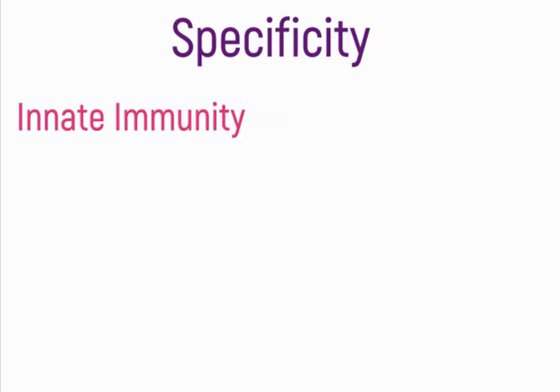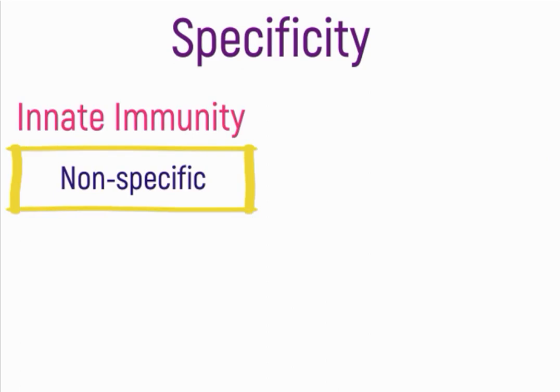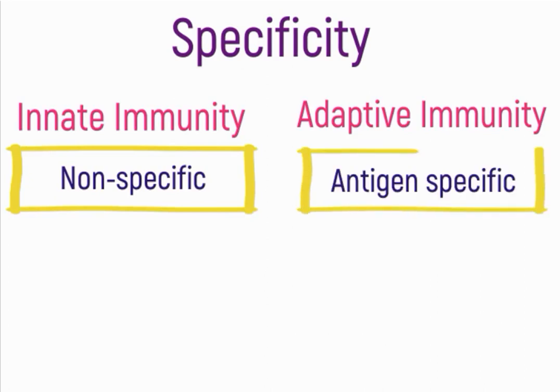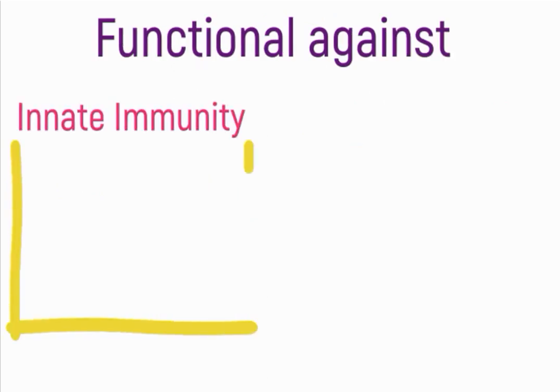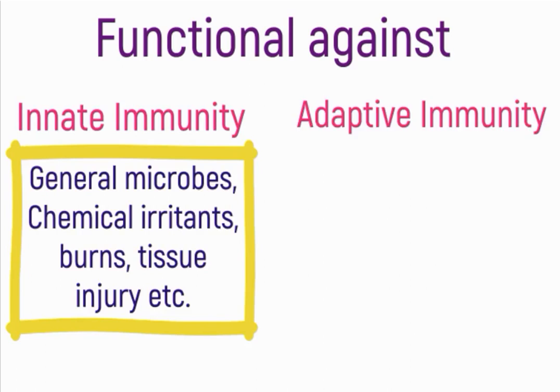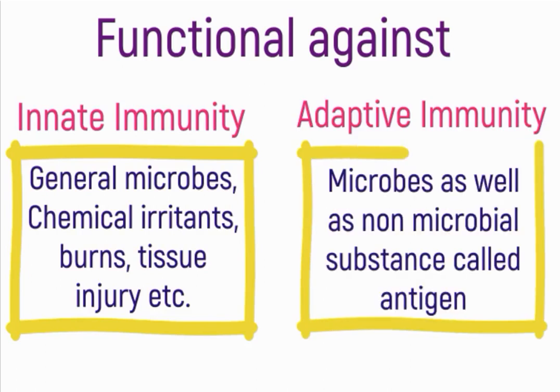Innate immunity is nonspecific. It defends against any pathogen upon first exposure, while adaptive immunity is antigen-specific, which means it responds to specific pathogen on second or later exposure. Innate immunity is functional against general microbes like bacteria, fungi, or parasites, and chemical irritants, burns, or tissue injury, while adaptive immunity is functional against microbes as well as non-microbial substances called antigens.